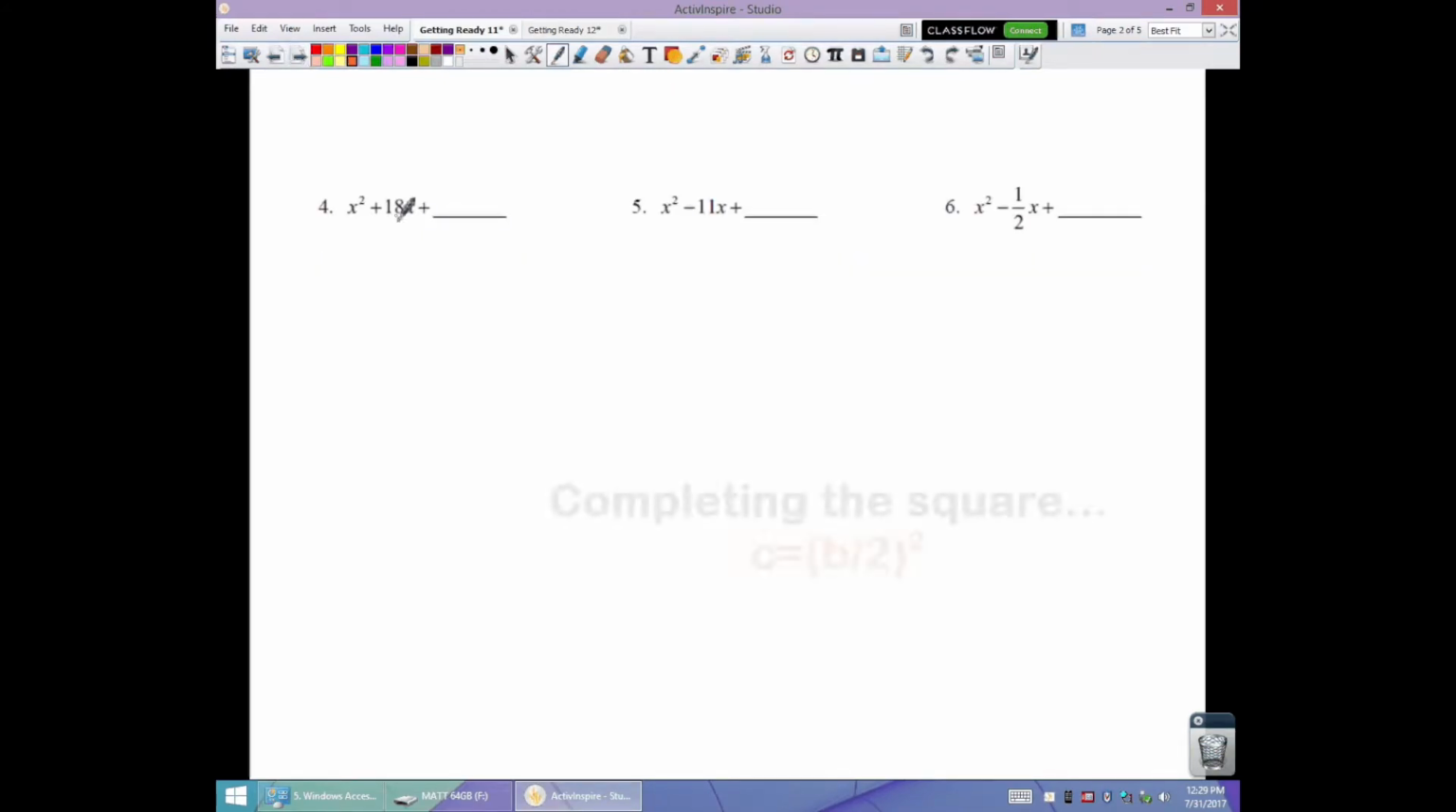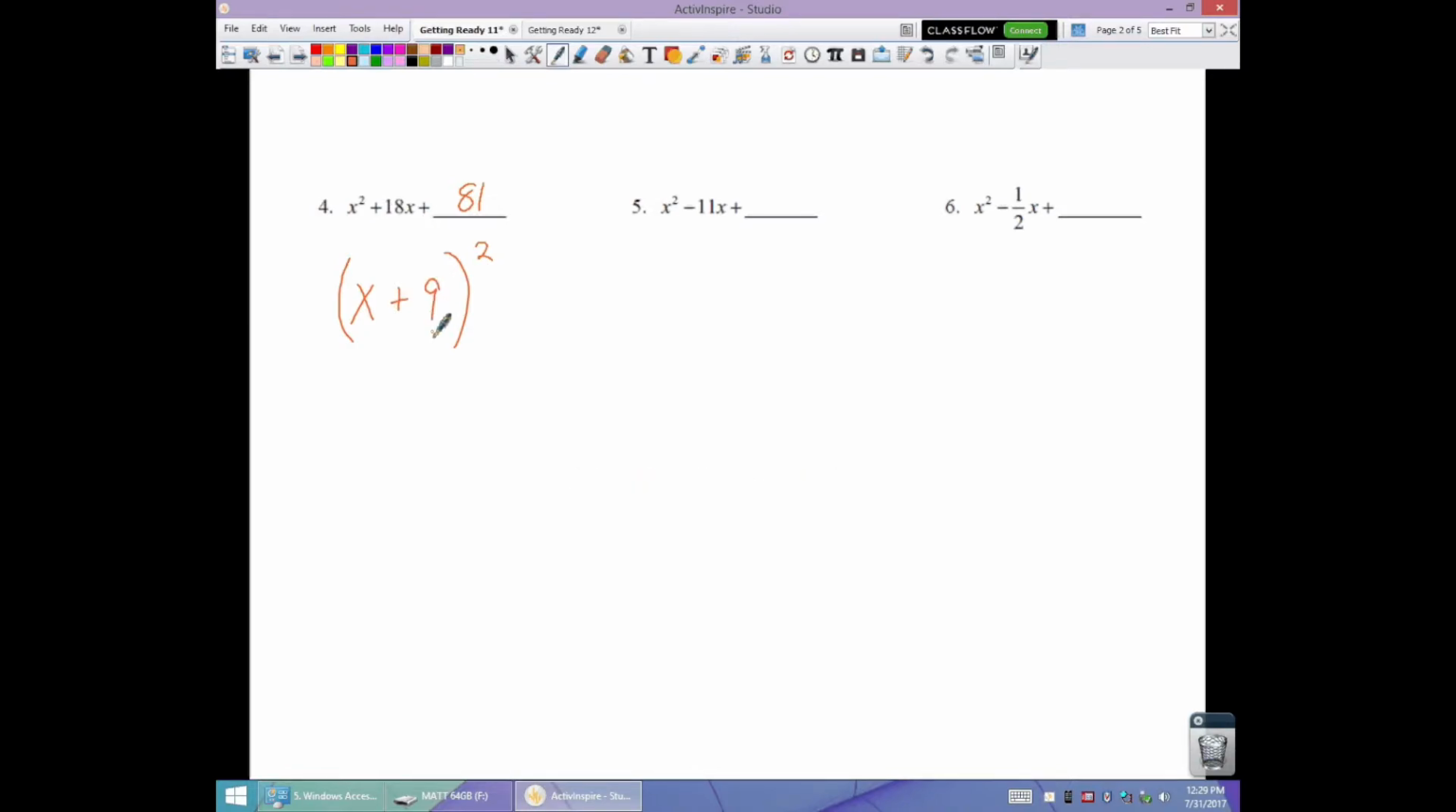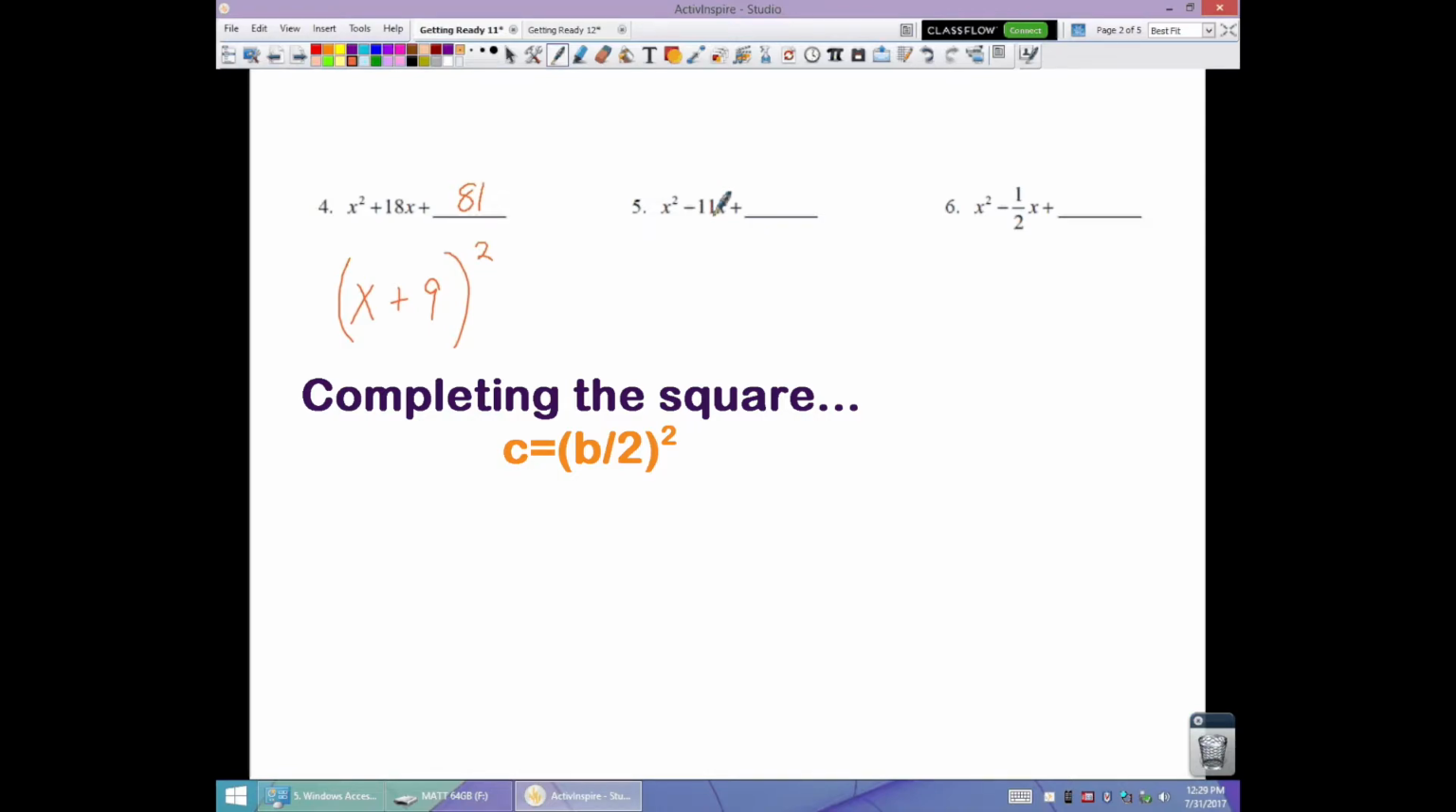Okay, number 4, chop 18 in half, that's 9. Square it is 81. So factored form would be x, and then half of the positive 18 is positive 9. Here's another one. Last two will both come out as fractions. So we chop -11 in half, and that's -5 1/2. So we'll just leave it as is, -11 halves.